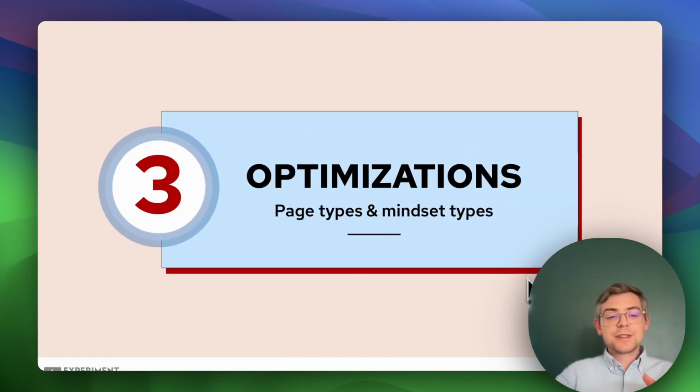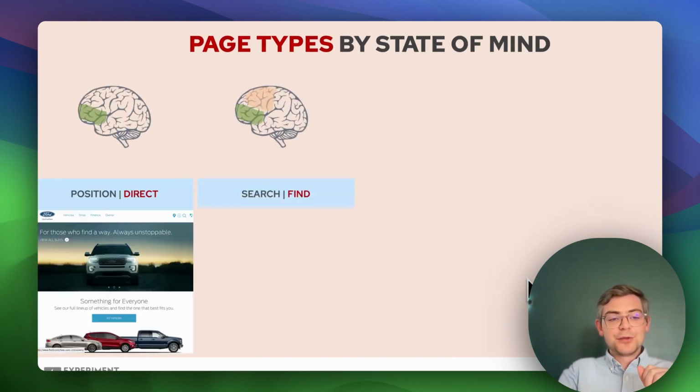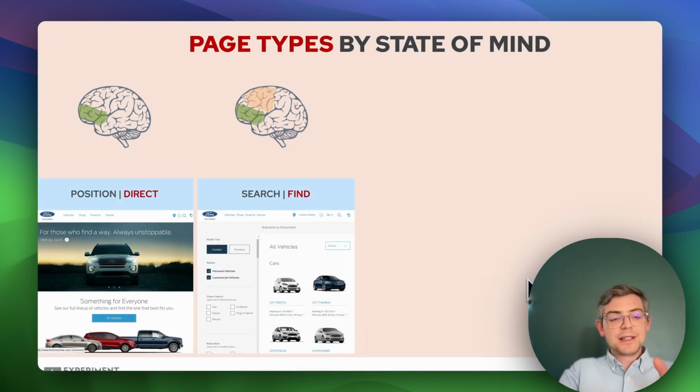So all these are nice, but how do we optimize now? Here we are going to see the different elements that we will be able to optimize based on the page type and the mindset type. So let's start with the different page types by state of mind. In positioning and directing, you have the home page.